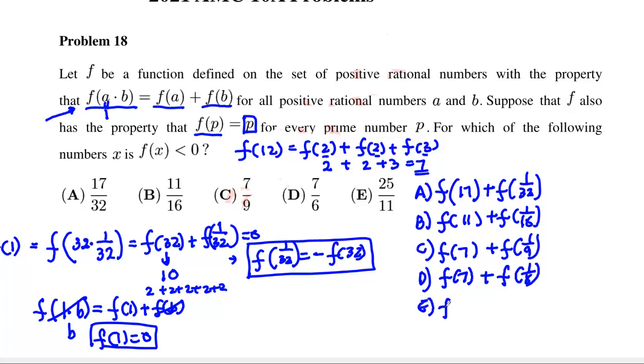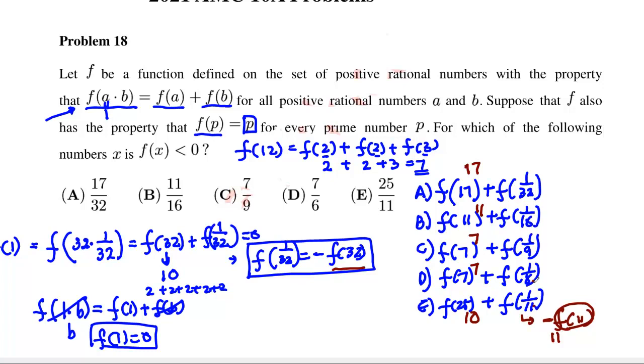Now E: f of 25 plus f of 1 over 7. You can say this value is 17, since it's a prime number. This is 11. This is 7. This is 7. What of this one? f of 5 plus f of 5, that is 10. Because we know that 1 over 11 gives the opposite number of f of 11, the same number, and this is 11, we know that already. So 10 minus 11 is negative. You can find this directly, very quickly.